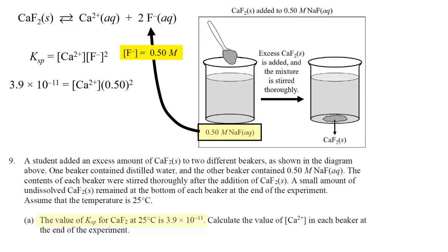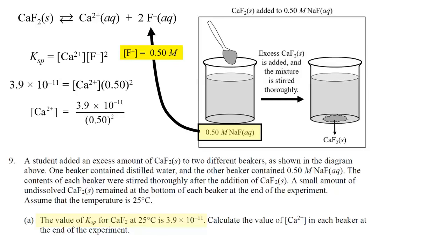All right, so now I have my Ksp expression in which I know the Ksp, 3.9 times 10 to the negative 11. I don't know the concentration of the calcium ion, but I know that because of this excess amount of fluoride that was already present in the beaker, the concentration of fluoride is 0.50 molar. Now, I'm going to solve for the concentration of the calcium ion.